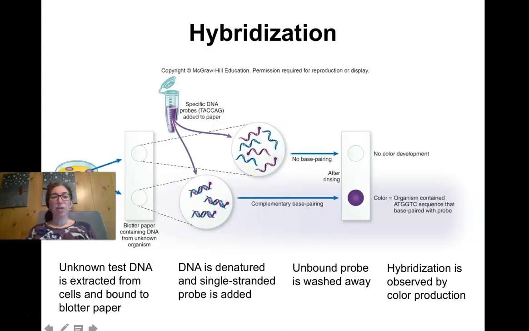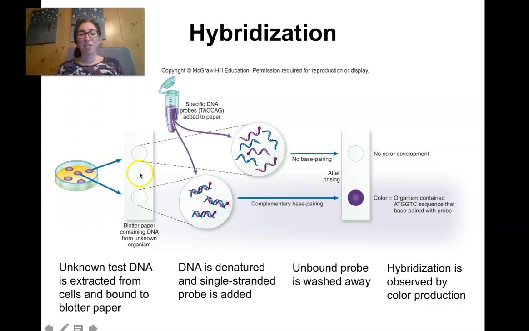This is a slide just showing you what hybridization looks like. So you could take colonies from a plate or just directly from a swab sample, and you swab it onto a spot on filter paper, and then you add some kind of solution to lyse the cells and get the DNA stuck to that filter paper, and then you add a specific probe. So maybe to one spot you add a probe for E. coli, and another spot you add a probe for Salmonella.